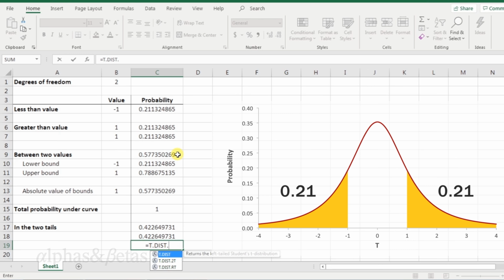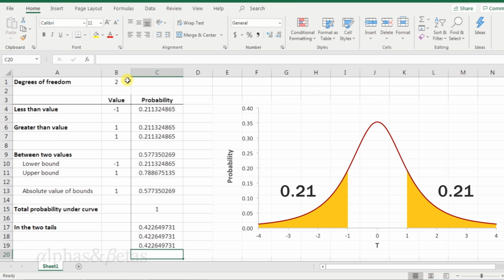The third way is to use the t-dist2t function. For the x parameter, enter the absolute value of the bounds. For the degree freedom parameter, select the degrees of freedom. You can see that all 3 methods give the same answer.